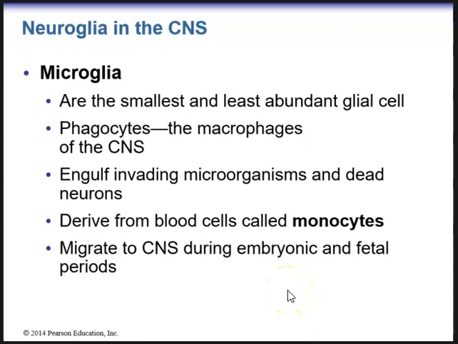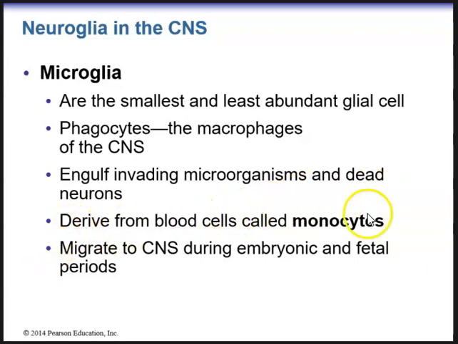Microglia, these are the smallest and least abundant glial cell. They can undergo the process of phagocytosis. They are phagocytes, meaning they are like macrophages of the CNS. Again, think of macrophages being that Pac-Man cell that kind of engulfs other things. So microglia are responsible for engulfing invading microorganisms and dead neurons. They are derived from blood cells called monocytes. We talked about monocytes being one of your leukocytes.